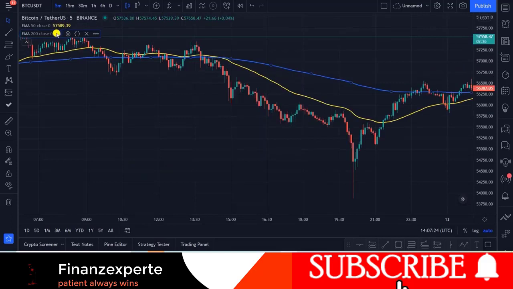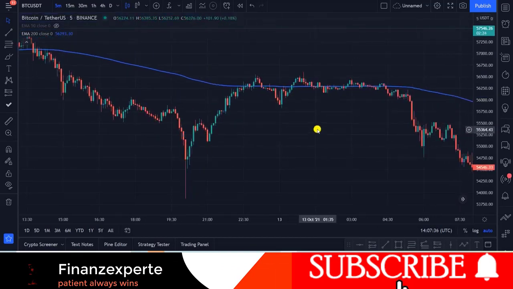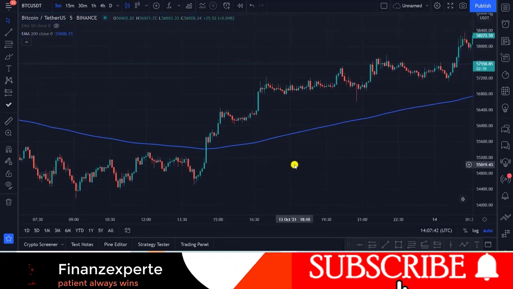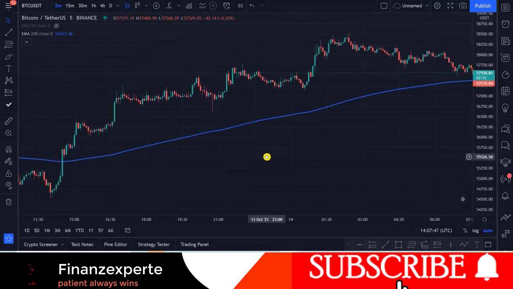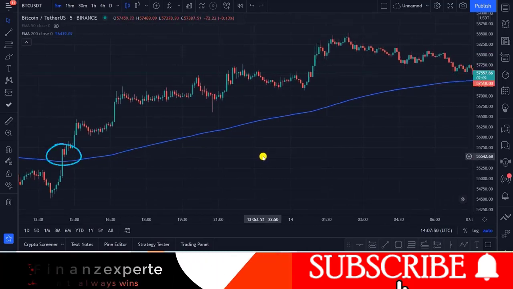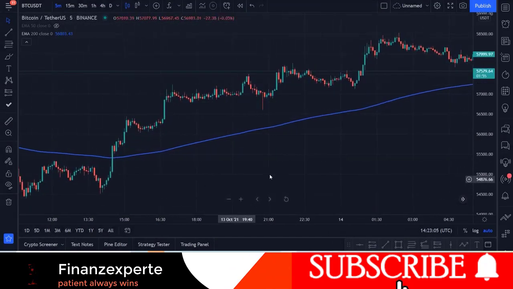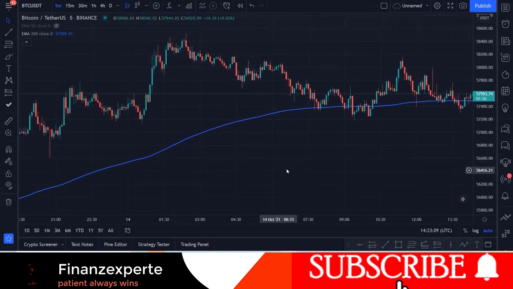The basic information here is that when the price is below the 200 exponential moving average, the market is said to be in a downtrend. But when the price is above the 200 exponential moving average, the market is said to be in an uptrend. An example of an uptrend is shown right here, when the price broke above the 200 exponential moving average. As you can see, the price continued in an upward direction. If we go further in price, you will see that the price continued in an uptrend.